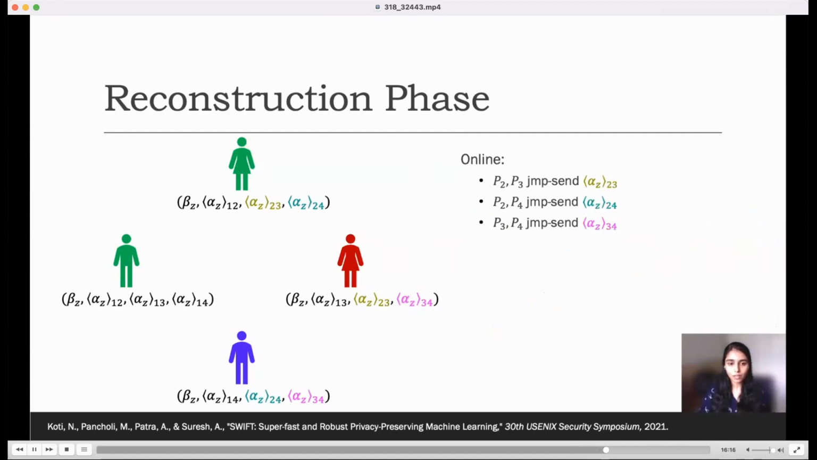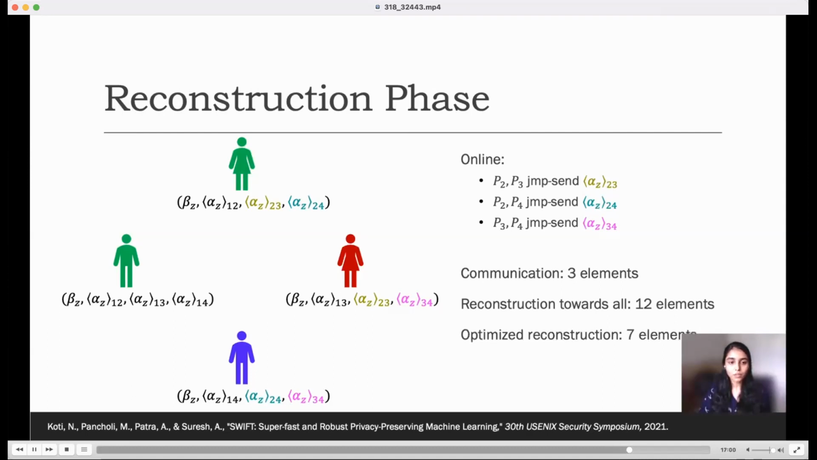Every pair of parties holding the component which is missing for party P1 sends it across to P1 using the joint message passing or jump primitive. Now the communication cost for a jump primitive is one element if you're trying to reconstruct to a single party. So a reconstruction towards one party in this manner would require 3 elements of communication, which corresponds to 12 elements when you're trying to reconstruct the beta z towards every party. So given this, we reduce our communication cost for multiplication, which in turn requires this reconstruction, from 12 elements to 7 elements using some optimization, which requires 3 rounds in total.